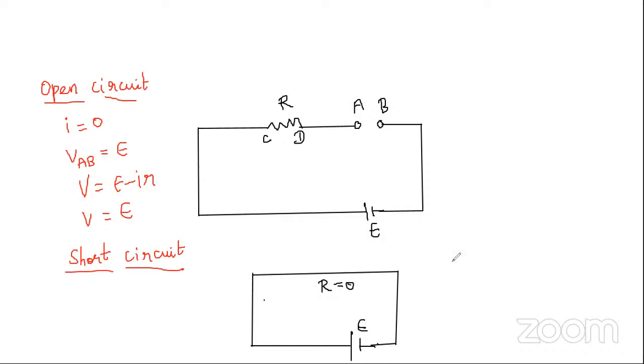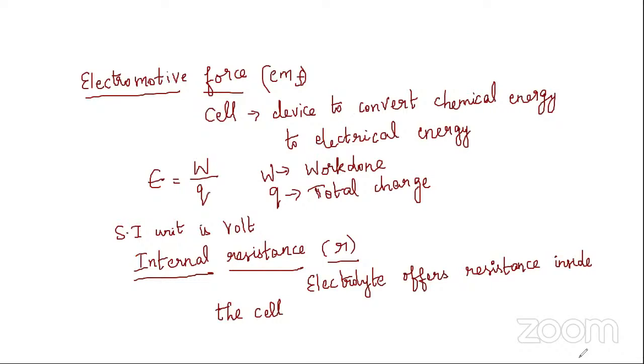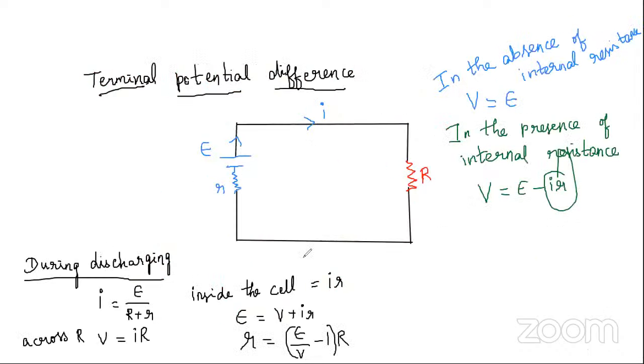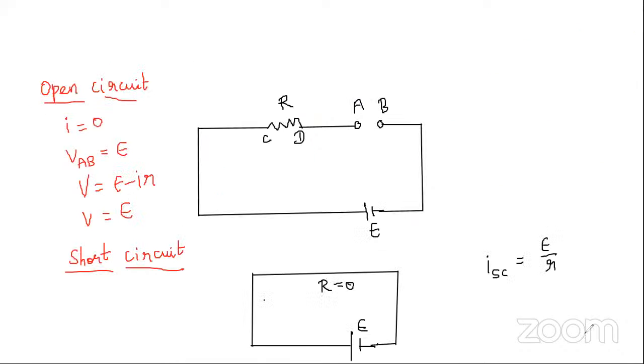So short circuit means there is no potential drop in the external resistance. The short circuit current is given by epsilon divided by small r. Here you see I equal to E by capital R plus small r. So during short circuit, this capital R becomes 0, so the current is given by I equal to epsilon by small r.